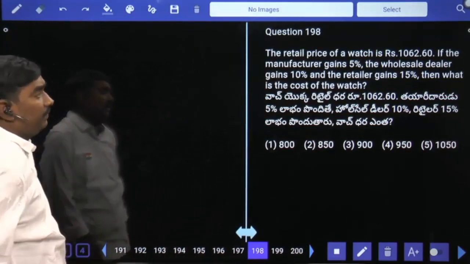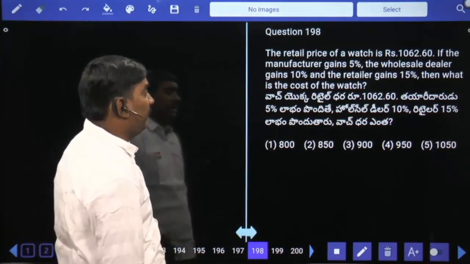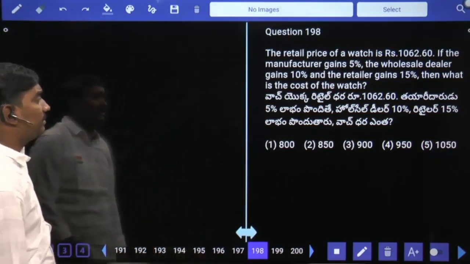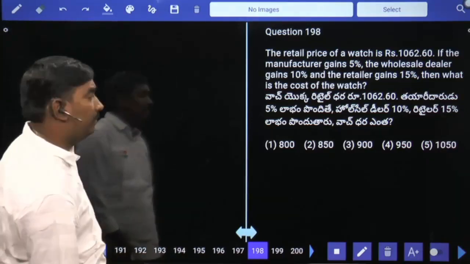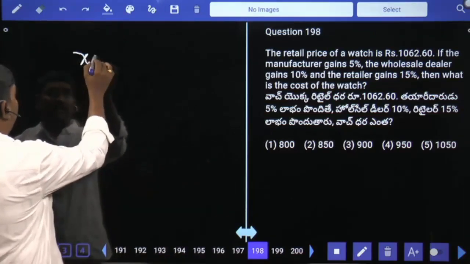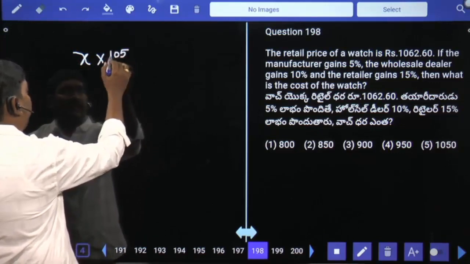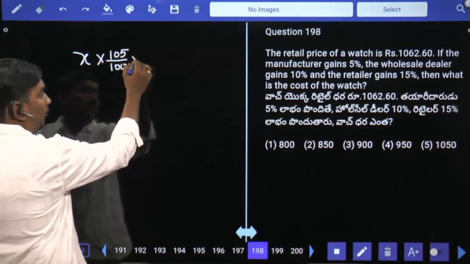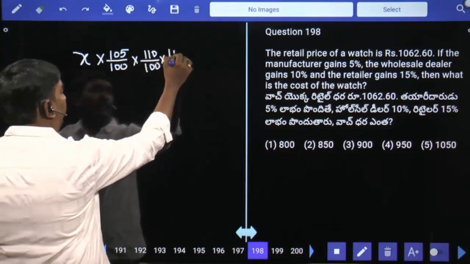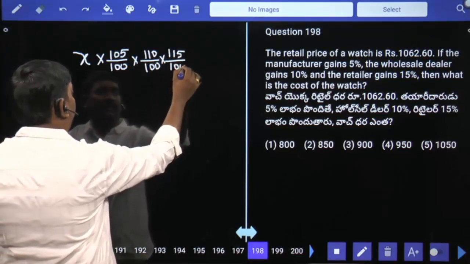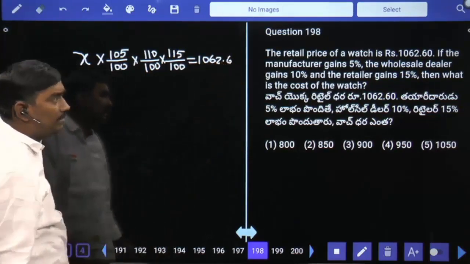The retail price of a watch is 1062.60. If the manufacturer gains 5%, wholesale dealer gains 10%, retailer gets 15%, then what is the cost price of the watch? So if cost price of the watch is X rupees, manufacturer gains 5%, selling price 105%. Wholesaler 10%, selling price 110%. Retailer 15%. Selling price of the retailer is 115. That value given as 1062.6. Find X value.